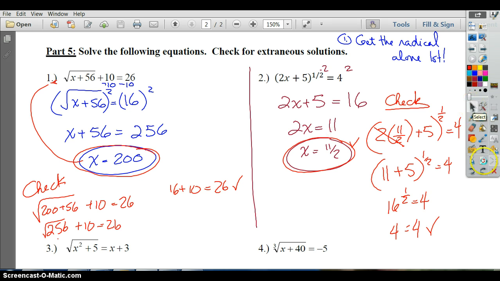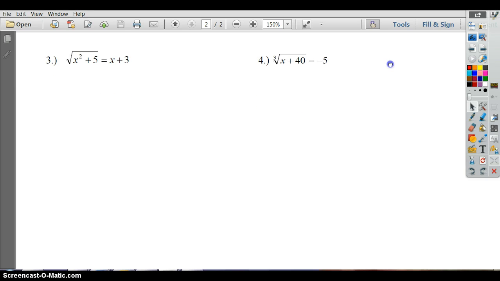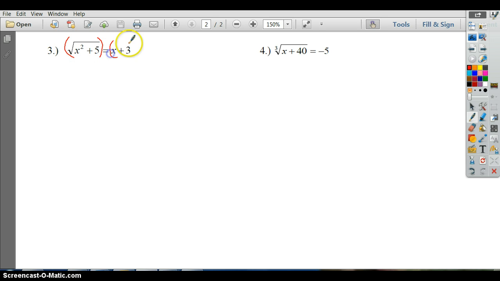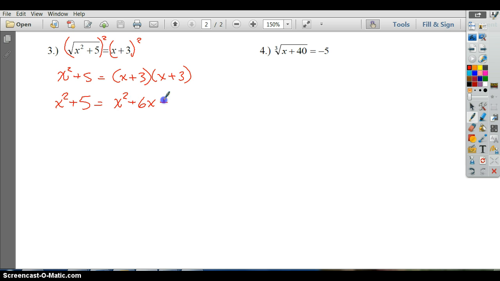Scooting down to 3 and 4 on your review sheet. Again, make sure the radical is by itself. This square root is totally by itself, so you could go ahead and square these both right away. This is x squared plus 5. I'm going to have to FOIL x plus 3 times x plus 3. So, again, the left side is already done. We're finished. We're really going to have to spend time FOILing this right side.